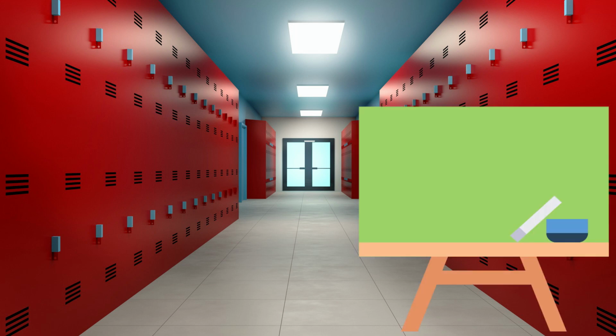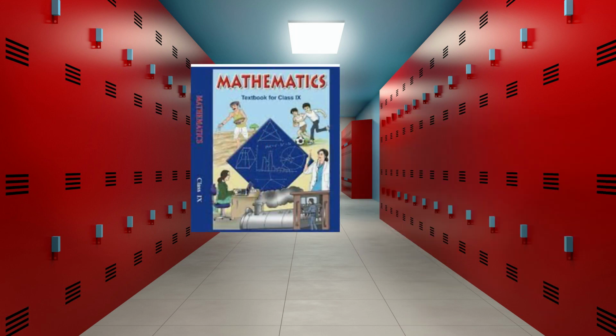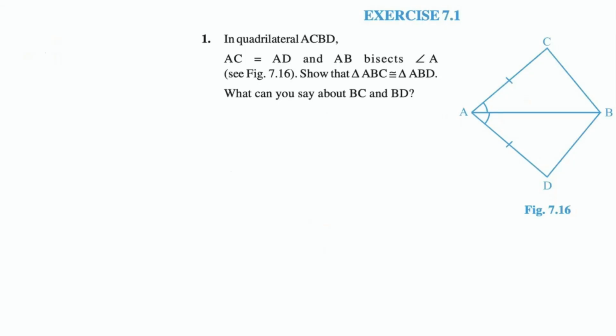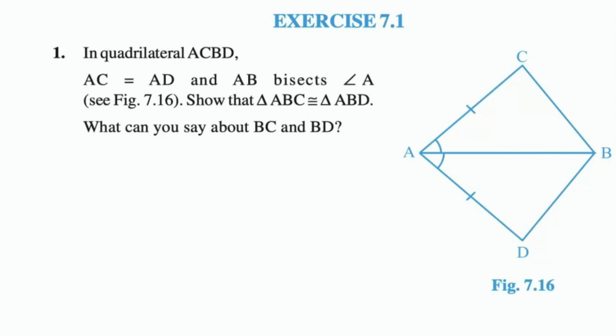Hello, friends. Today, let us discuss a question from congruencies of triangles. Let me read the question. In quadrilateral ACBD, AC equals AD and AB bisects angle A. Show that triangle ABC is congruent to triangle ABD. What can you say about BC and BD?